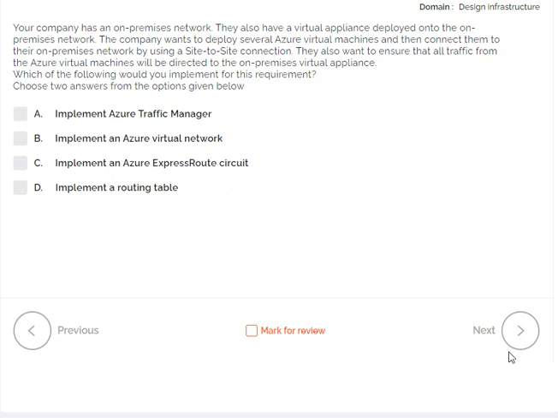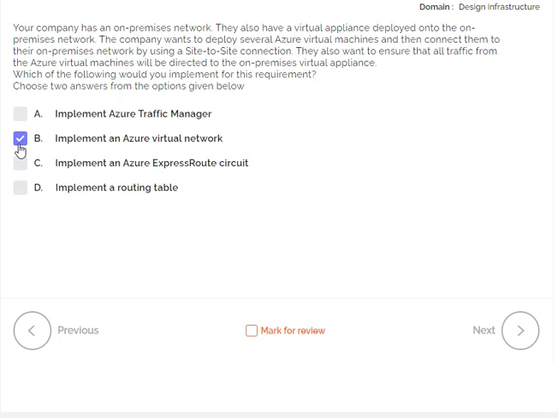Okay, and the requirement is very clear: we have the on-premises network, we have some virtual appliance, and we have some site-to-site connection, and we want to ensure that all the traffic from the Azure virtual machine will be directed to the on-premises virtual appliance. Okay. We need to implement Azure Traffic Manager? No, Traffic Manager is used for the distribution of traffic in case we are talking about different regions. Implement Azure Virtual Network? Yes, we will have to implement the Azure Virtual Network because without it we will not be able to do this. Even for the site-to-site connection, we need to have a virtual network.